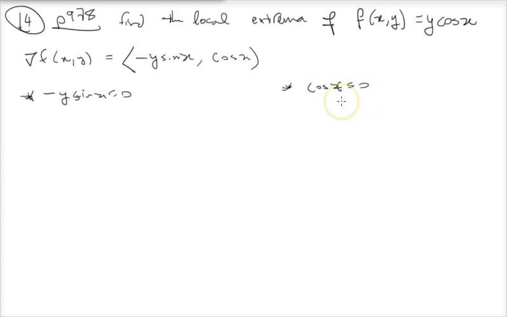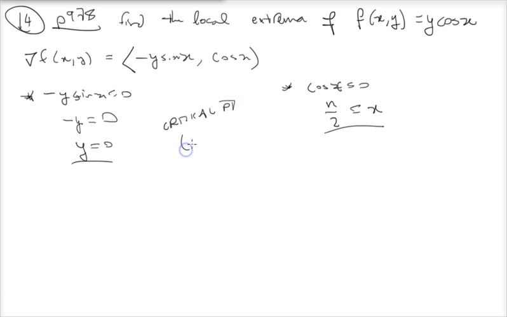When is cosine 0? Well, it's 0 at pi over 2, and then you add pi to that infinitely, but we're just going to deal with pi over 2 for now. So pi over 2 is x, and then we can plug pi over 2 in for x right over here, and that's going to make this 1. So we have negative y is equal to 0, and then y is equal to 0. So there's a critical point at (pi over 2, 0).